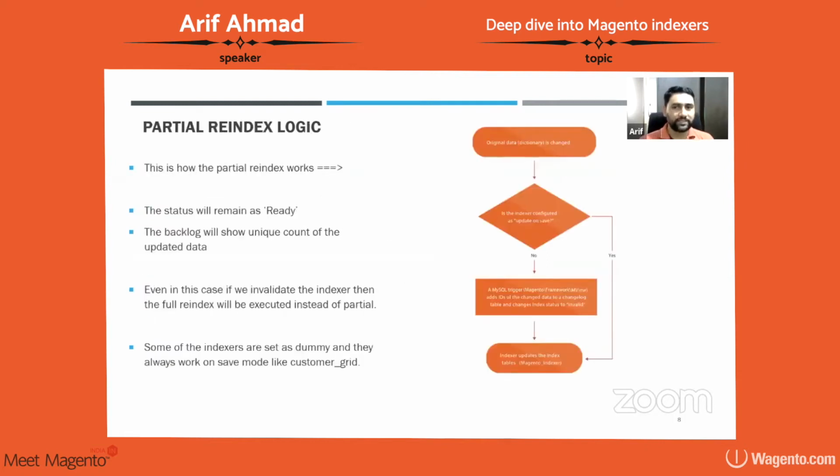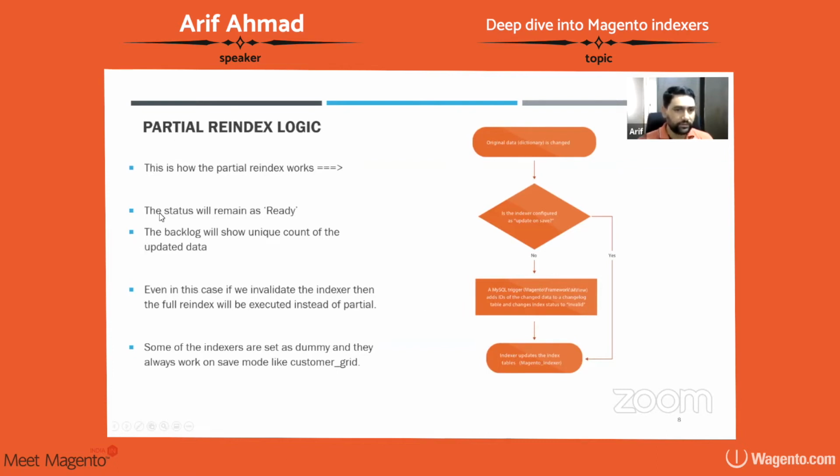Now, partial reindex logic, how the partial reindex works. This image is again from DevDocs. It's very straightforward. If data is changed, it checks whether the indexer is configured as update on save. If it is, it will do the reindex then and there. If not, it will add the IDs of the changed data to the changelog table and change the status to invalid. It might not always be set as invalid; it might also be in ready state sometimes, but if the changes are major, we might set it as invalid.